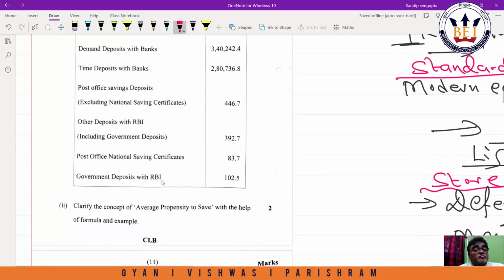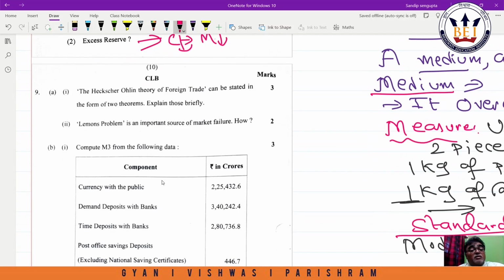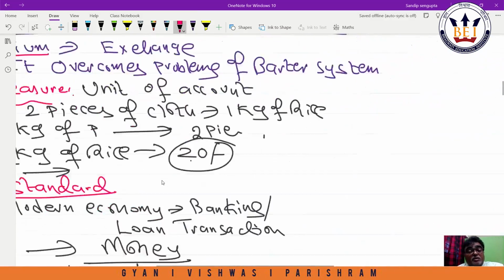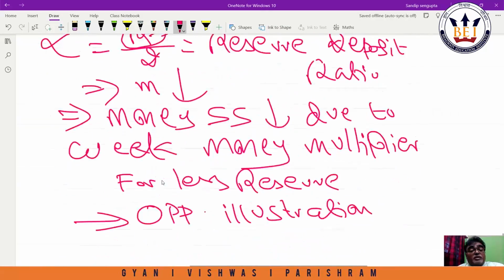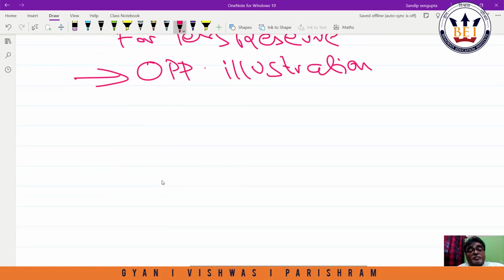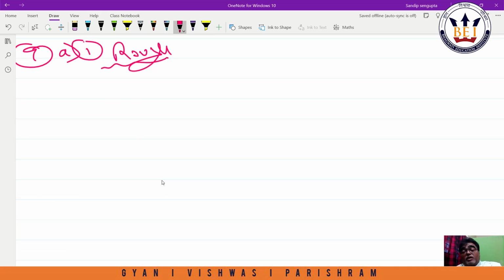Next question number 9A1. The Heckscher-Ohlin theory of foreign trade can be stated in the form of two theorems. Let us explain this 9A1. Before that, just rough, this is not for writing. Please don't write it in the answer.